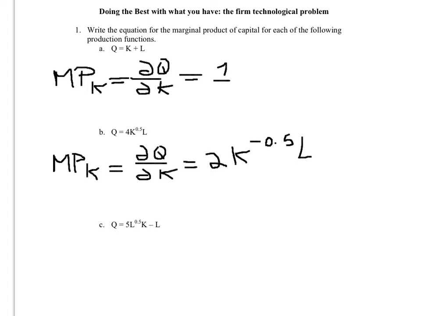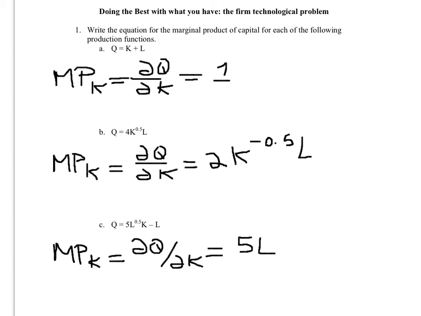Now in this third one, the marginal productivity of capital, in this case again it's partial q with respect to k, and it's going to be equal to 1 times whatever is labor, so that's going to be 5L^0.5. And the L that is actually to the right of the negative sign, you don't count that because that's the power of k.